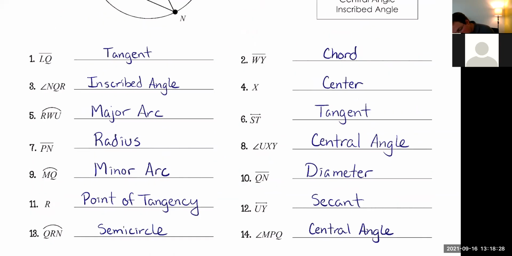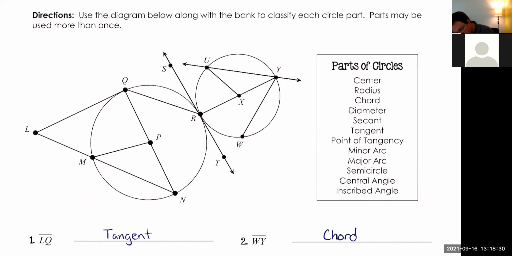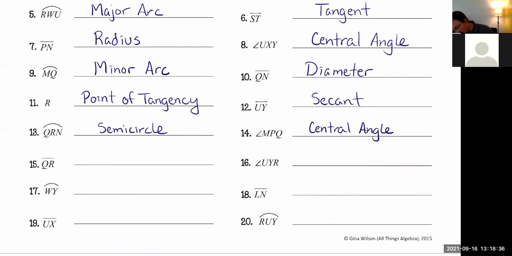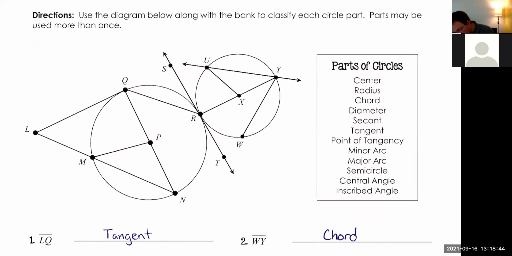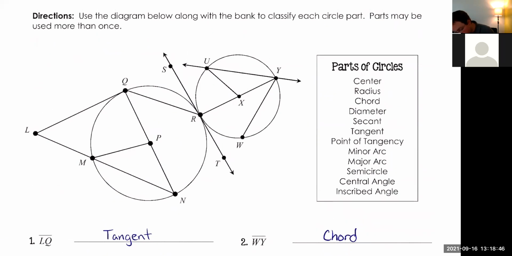Next up is segment QR. It is a chord. Its endpoints are on the circle. Then we have angle UYR. Inscribed. It is inscribed because the vertex is on the circle itself.